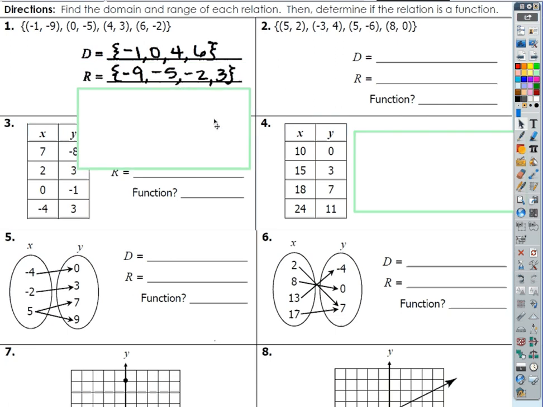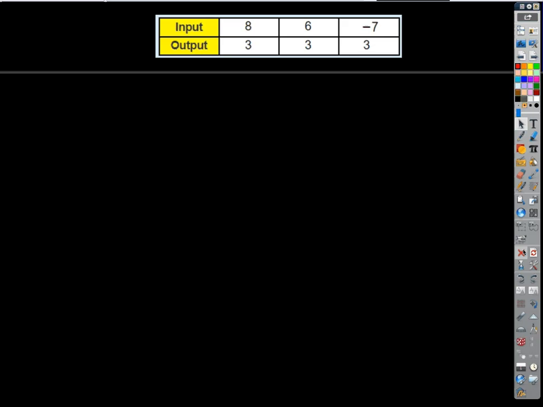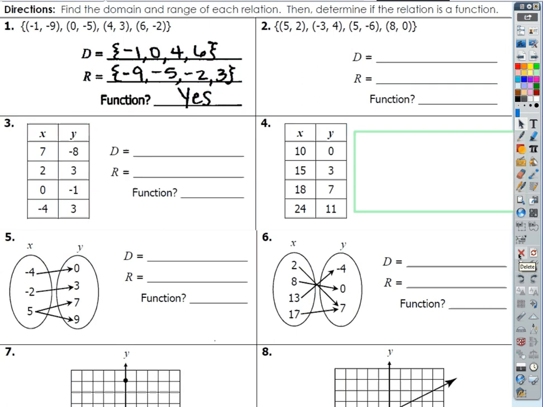Is it a function? Absolutely, yes it is. Each x value only shows up once, so it only maps to one y value. So we can skip down a little bit.